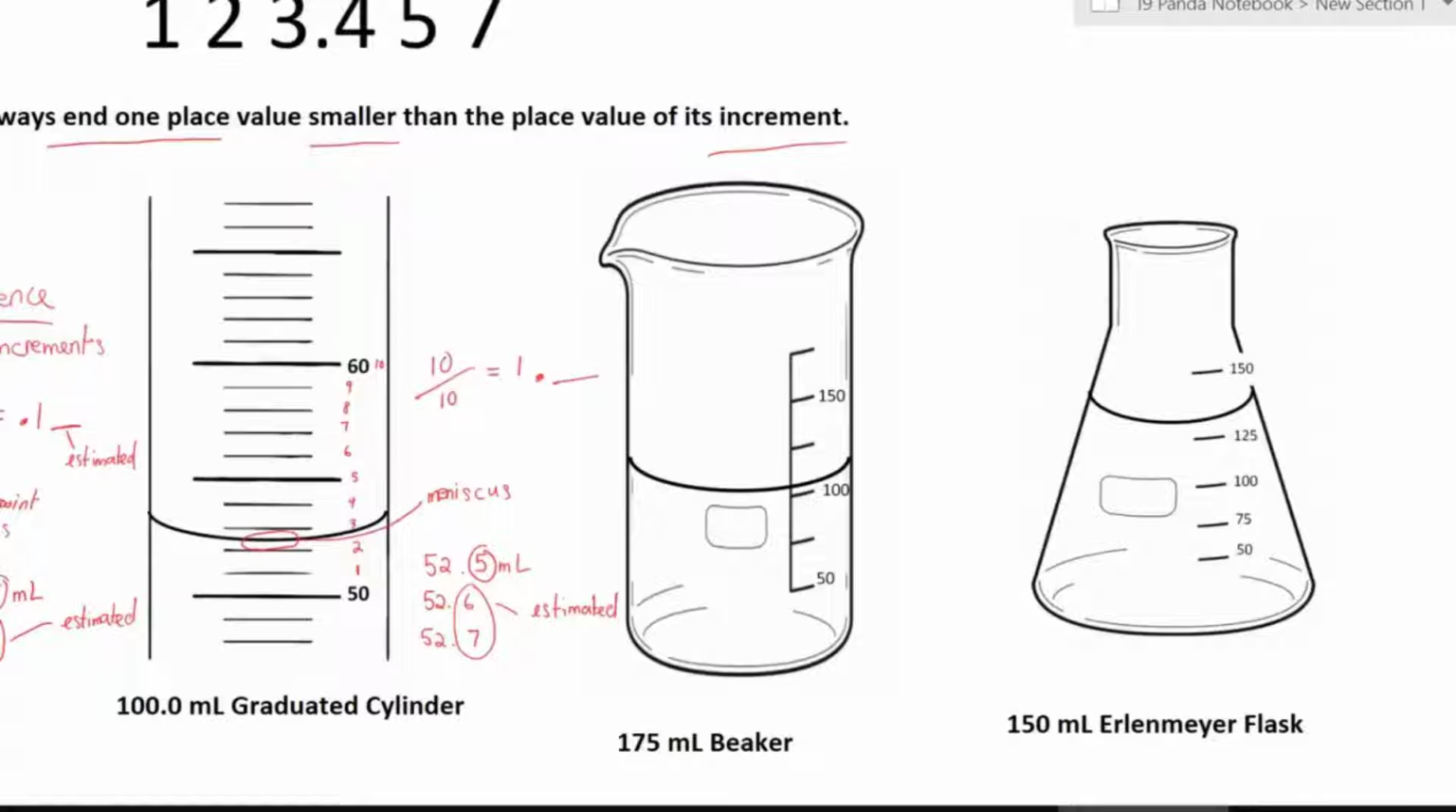So now we're looking at a 175 milliliter beaker. Same thing, you use the same formula, the difference divided by the number of increments. I will take 100 minus 50. That's my difference. Now I'm going to count the number of increments. 1, 2. 100 minus 50 will give me 50. 50 divided by 2 will give me 25.